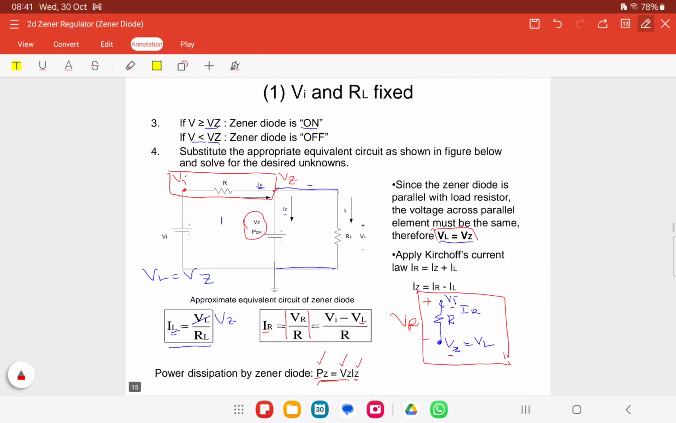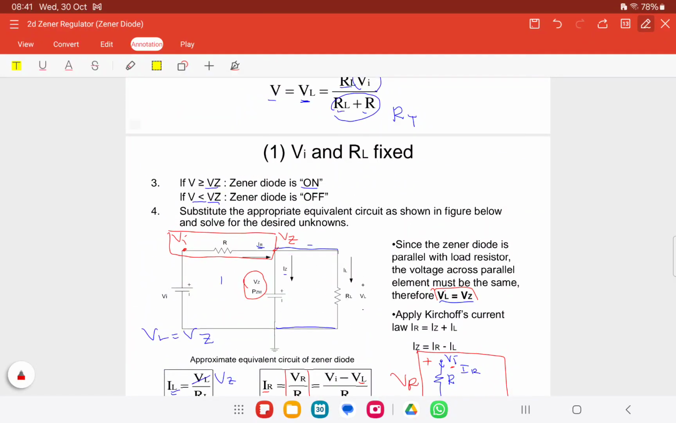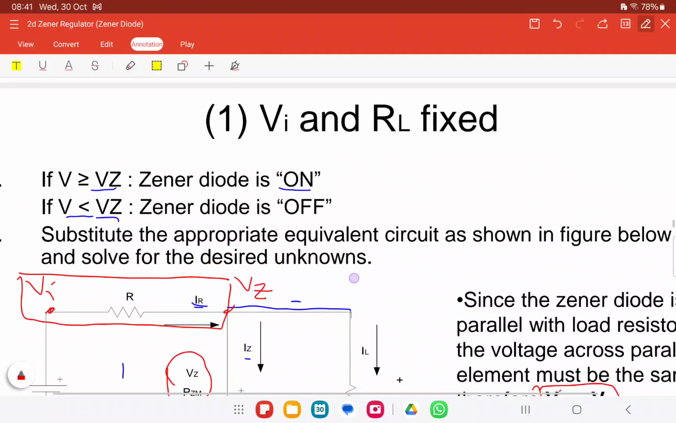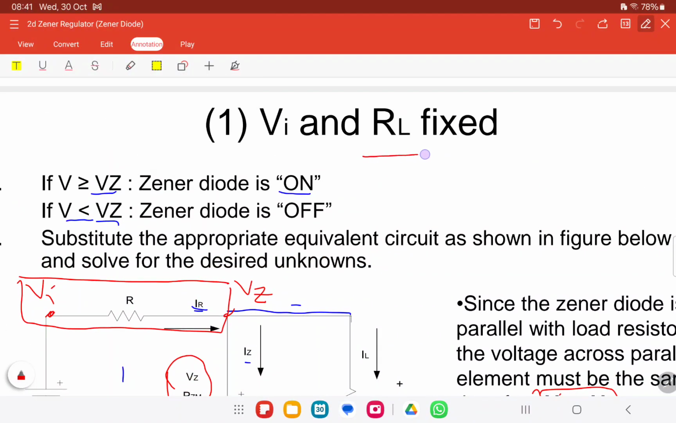Sorry, kat sini lagi. Tengok sini. So, from 2 saya lukis kat sini, this is IR. Turun bawah is I apa ni? IZ. Here is IR. Pergi keluar ni I apa? IL. So if we do the Kirchhoff current law, IR is equals to IZ plus IL.